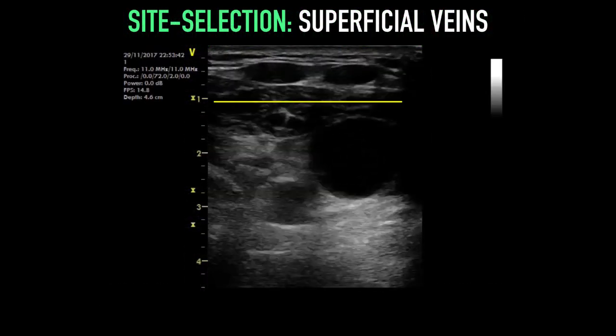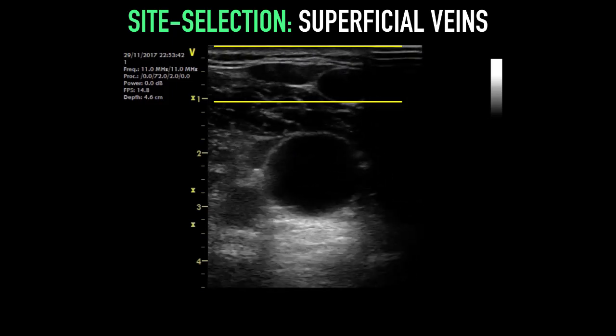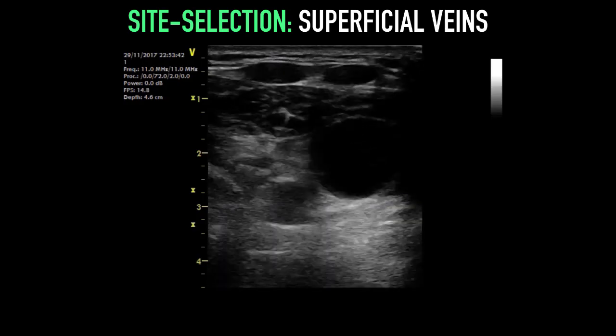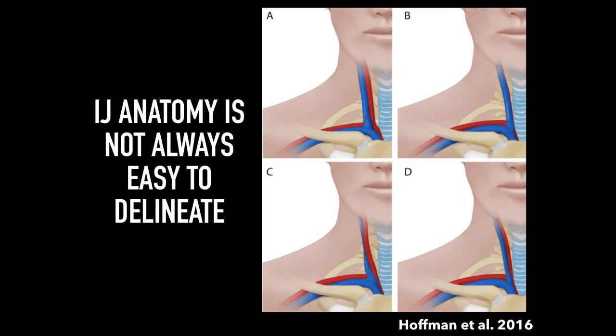Next, you can look for engorged superficial veins, as seen here. It is best to avoid these veins if at all possible. IJ anatomy is not always easy to delineate. In this article by Hoffman et al., they characterize vascular anatomy in a number of patients. And we can see here this relationship differs quite dramatically patient to patient.